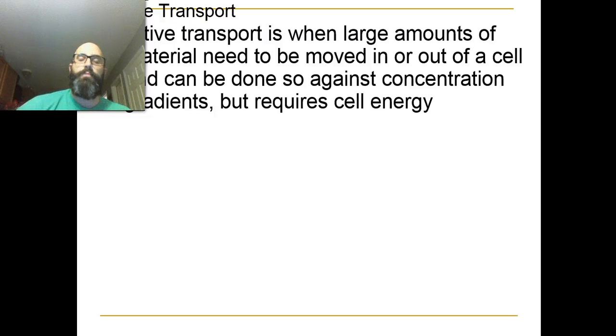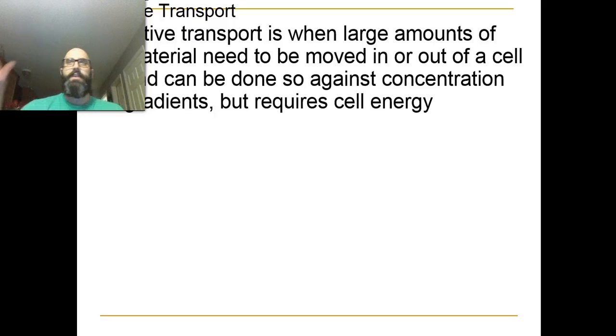Active transport is the movement of molecules with the use of cellular energy. A lot of times it moves against the concentration gradient, so it can move from an area of low concentration to an area of high concentration. Or it can do the opposite and move from high to low. But regardless of what it does, it has to use cellular energy to get those things across.